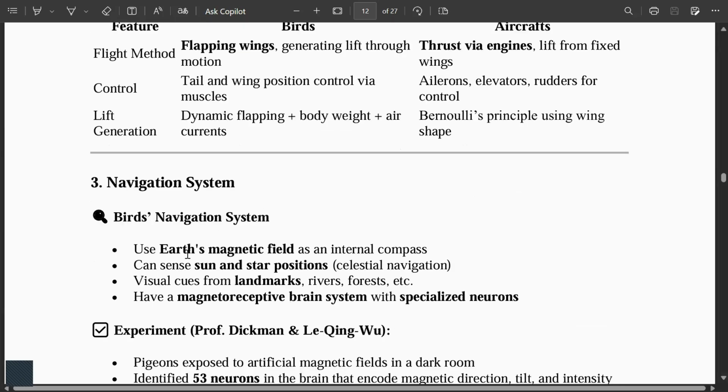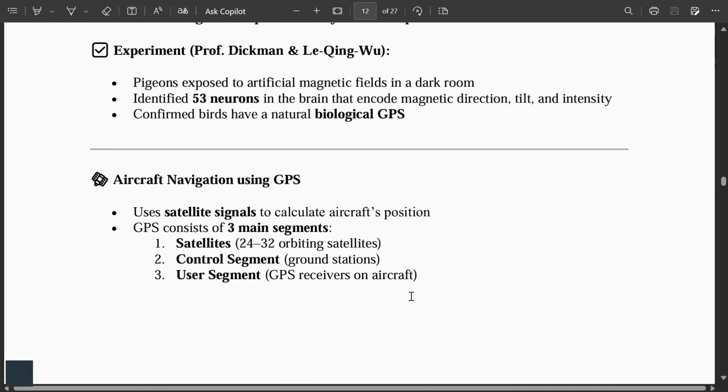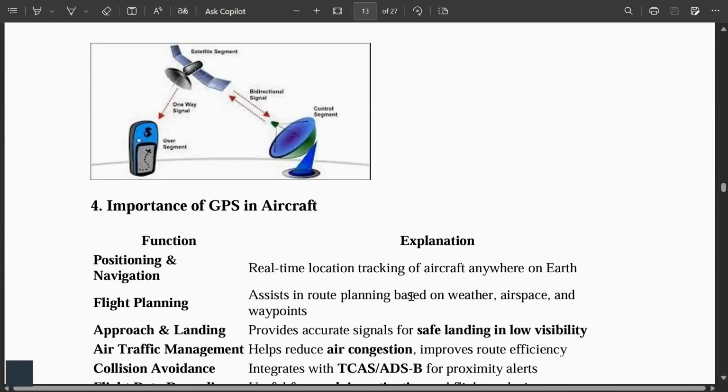So you can compare both of them, like what each has and what it replaced. In birds, the Earth's magnetic field, sun and star positions are sensed. From that, landmarks are identified. So they have a brain system and specialized neurons. There was an experiment done on that. Next, we will move on to GPS.